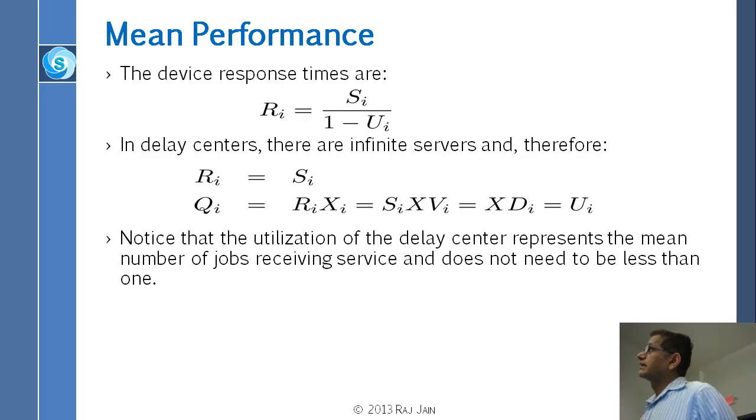For the delay centers, where the device time, the service time, is fixed, you get Ri, the response time, equal to the service time. And Qi is basically equal to Ui, the utilization. So if the service center is 50% busy, then the queue length is 0.5, because otherwise it is either 0 or 1, right?